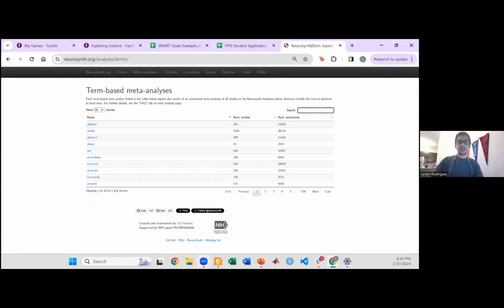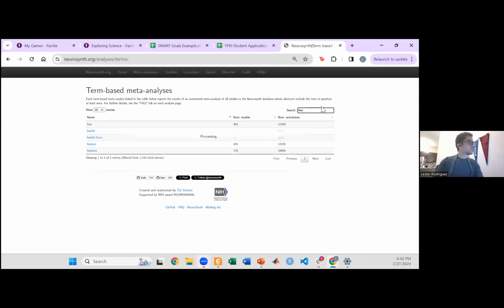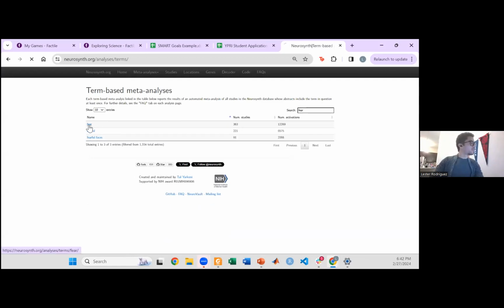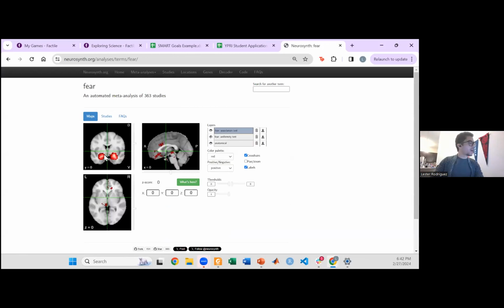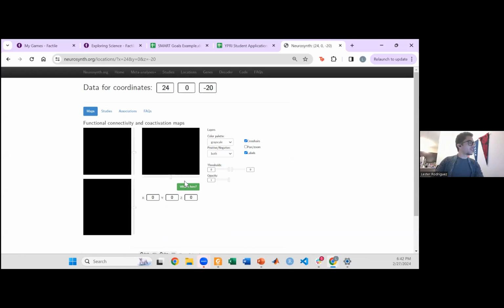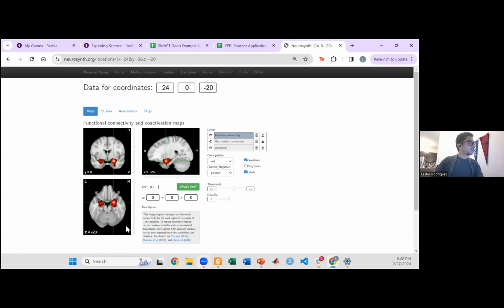So what area? For those of you who looked up fear, let's see here. I'm going to look it up myself. Here's fear. Then we can click around here and we can find what area has a lot of activity. Oh, I think I found it here. And then you click what's here. It'll load in a second. And now I can go into associations and I can see what it is.